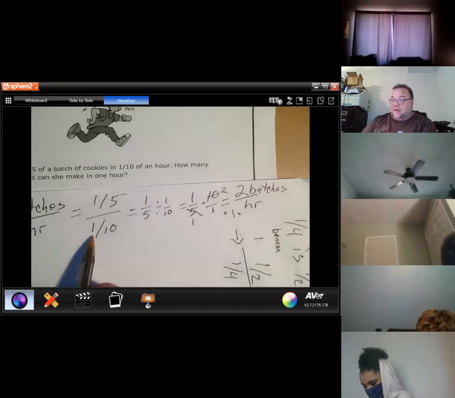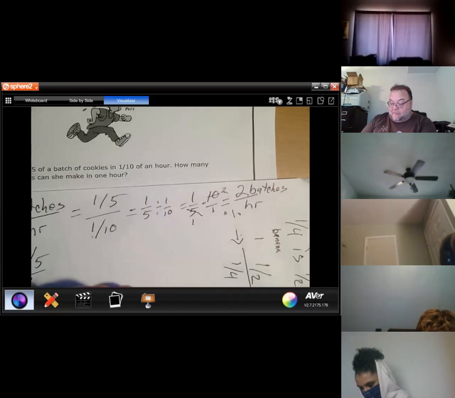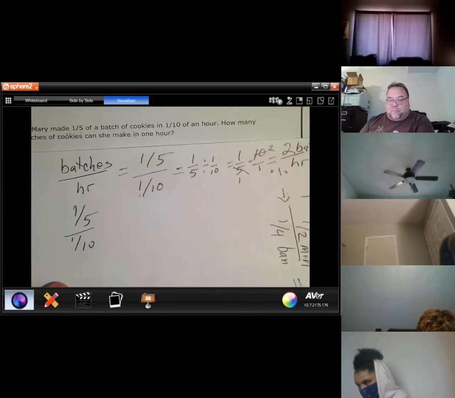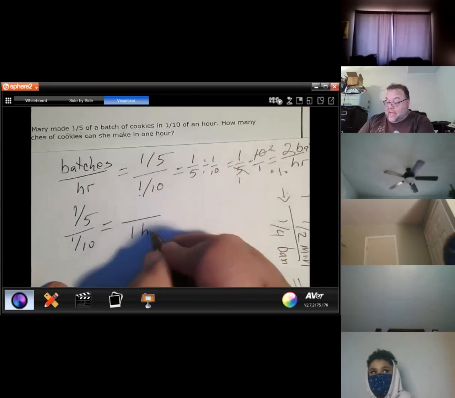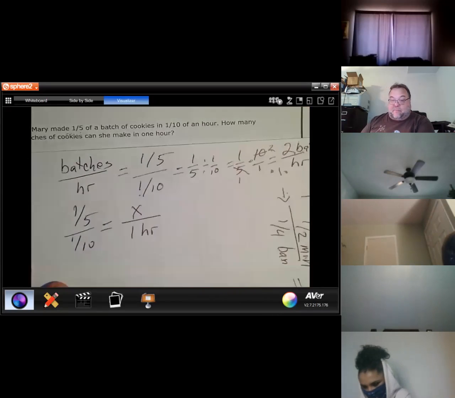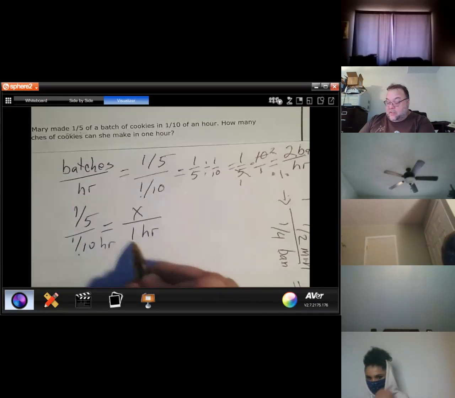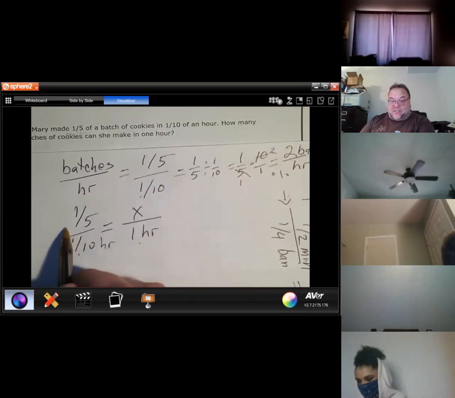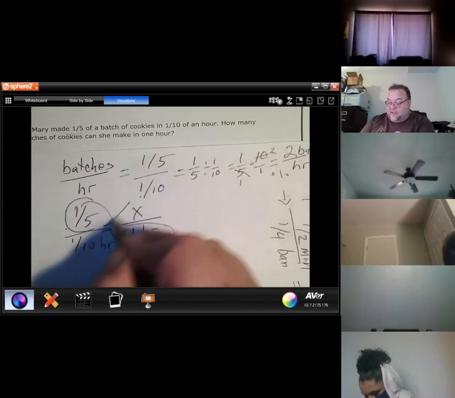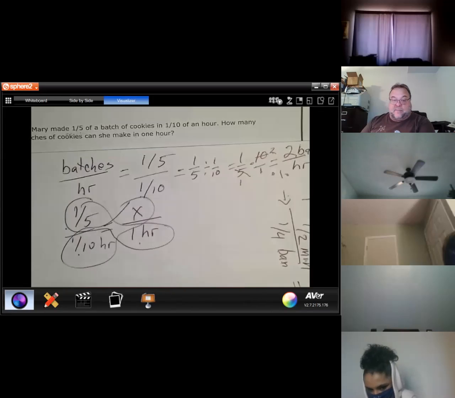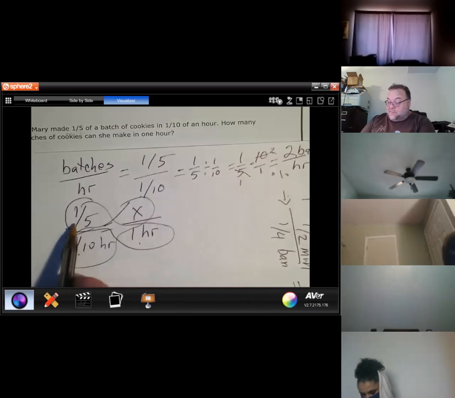And you see down here, if I were to think of it more like this, let's say I looked at it as a proportion, because that is another way to look at it. I'm looking for 1 hour here, and then some amount of batches. So I want to go from 1/10 hour to 1 hour. Here's the number of batches that I made in 1/10. So I'm going to do my butterfly. You guys remember doing the butterfly? Remember last semester when we learned about that butterfly for doing proportions all the time?